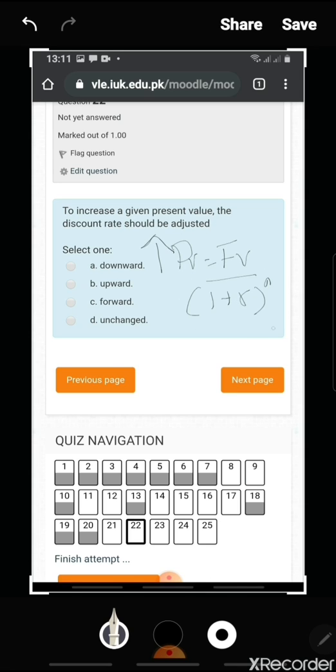Look at the denominator. If the denominator increases, the present value will go down. You want to increase the present value, so you will have to reduce the denominator. That means the discount rate would have to be adjusted downwards for this to happen.